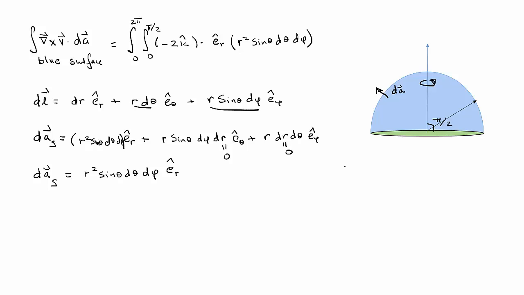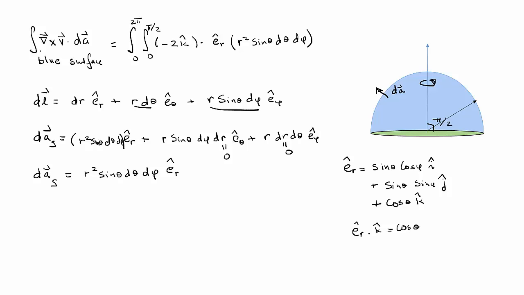If you recall, in the spherical coordinate system, er is equal to sine theta cosine phi i hat, see now I'm using i hat, plus sine theta sine phi j hat plus cosine theta k hat. And therefore, it's easily seen that er dot k hat is simply cosine theta.